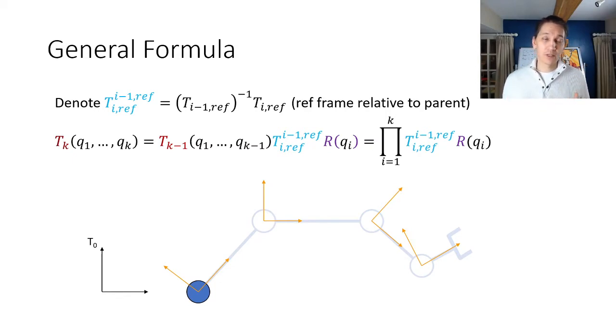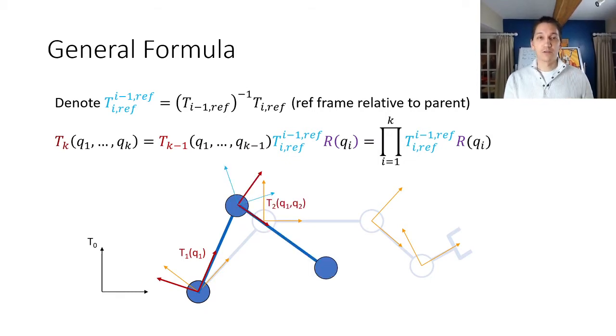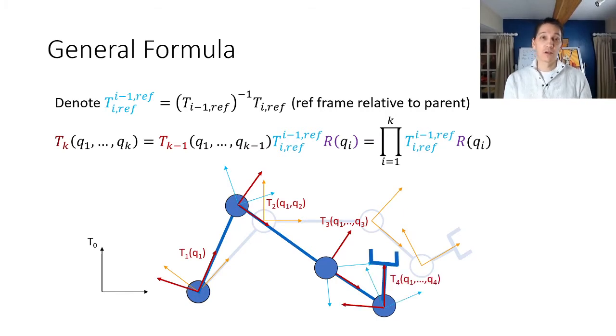So the transform of link K as a function of the joint angles from 1 to K is equal to the transform of link K minus 1 times the reference transform from link I to link I minus 1 times the local rotation about Qi. We can also express this as a product formula looking like this, where the terms are written out from the left to the right. So we are going from the root of the robot down to its tip, and we'll calculate first T1 of Q1, T2 of Q1 and Q2, T3 of Q1 through 3, and then finally T4 of Q1 through Q4.